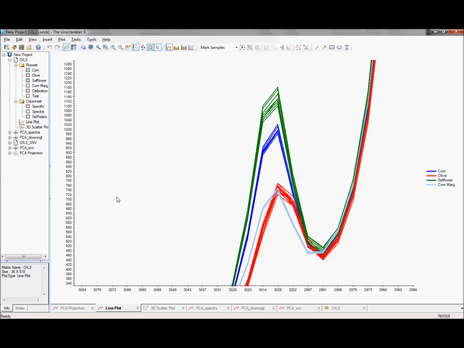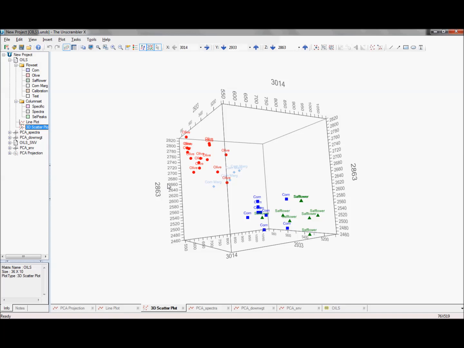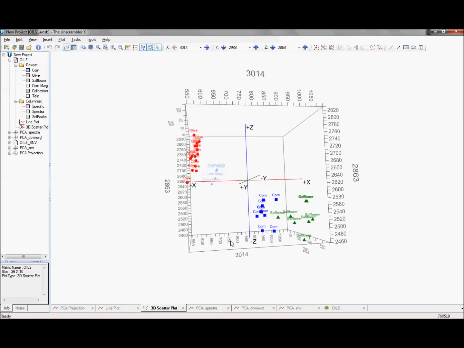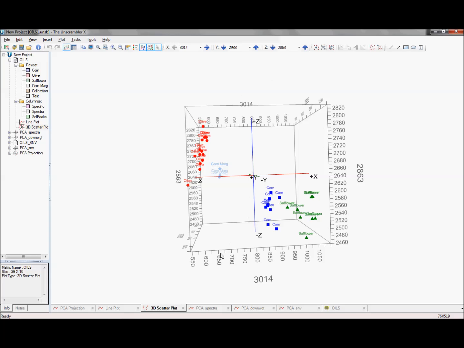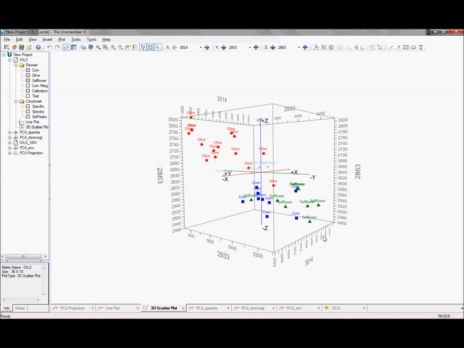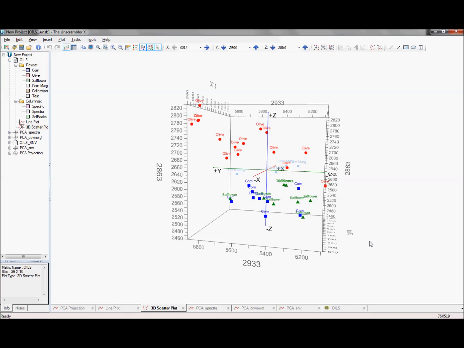A different representation of the raw data could be a scatter plot. So this is a scatter plot of two of the largest peaks around 2863 and 2933, which is the CH stretching, as well as a peak around 3014, which is the cis double bond stretching. And we see here as well that the cis double bond stretching is important for distinguishing between the different oils and margarines. However, the two CH stretching peaks are not as good for distinguishing between the different oils.